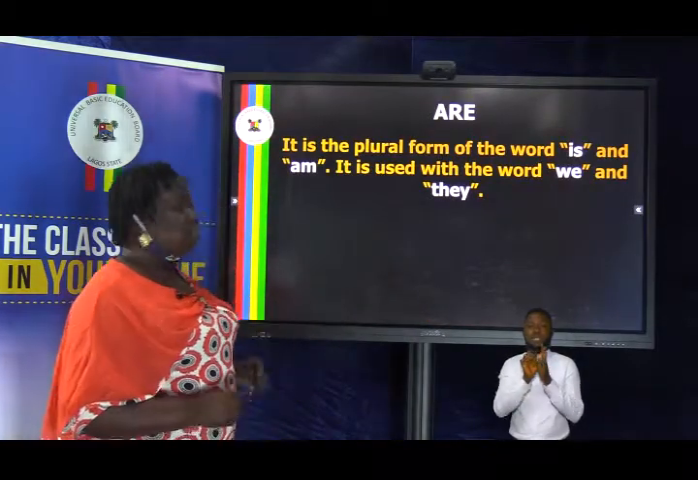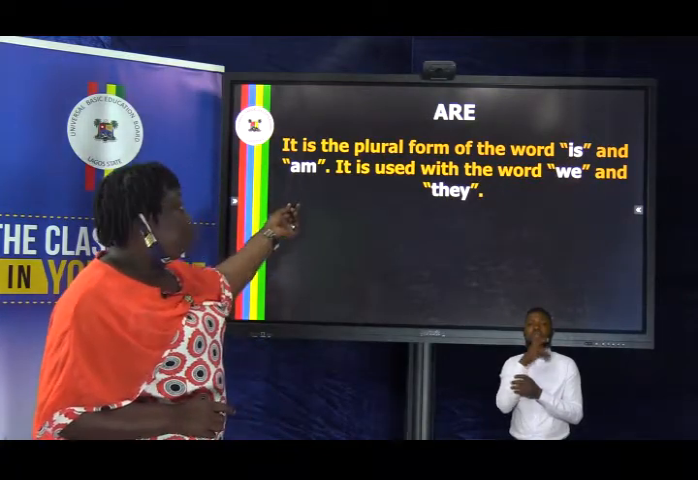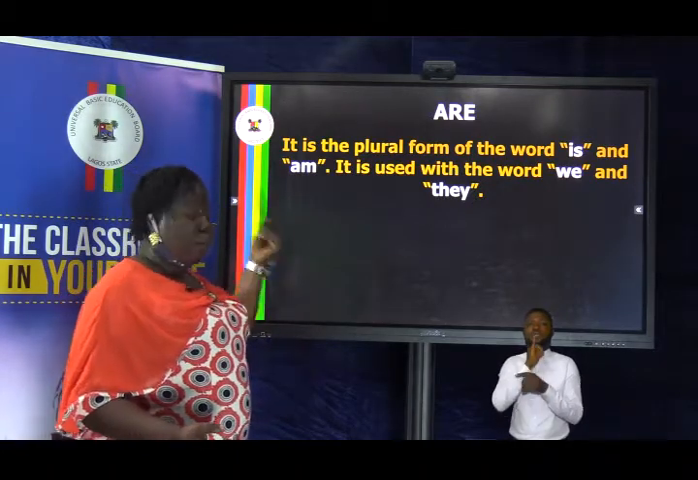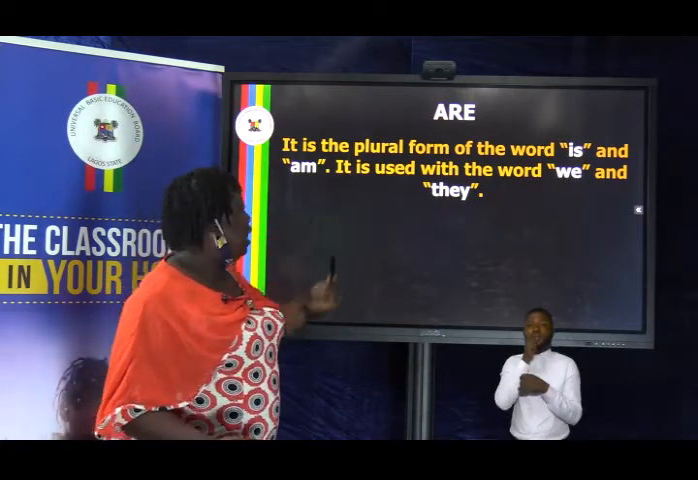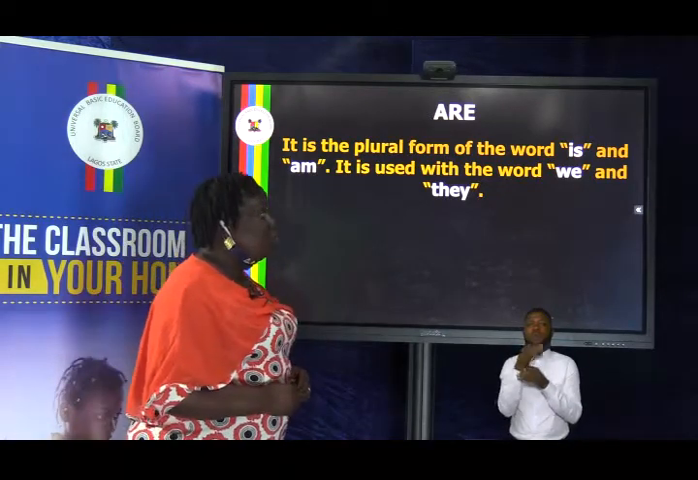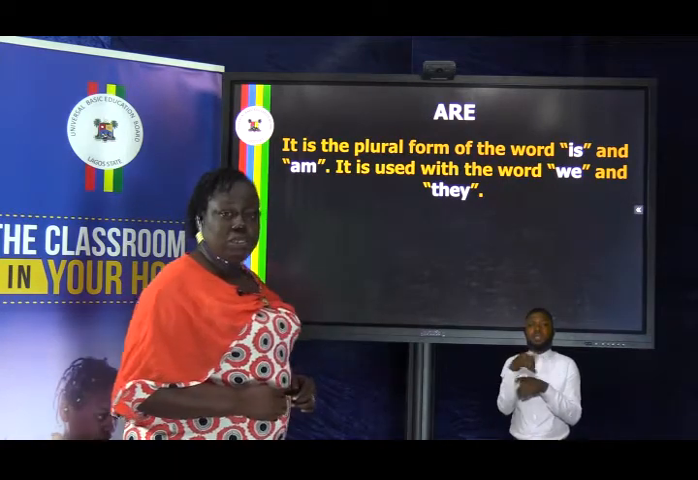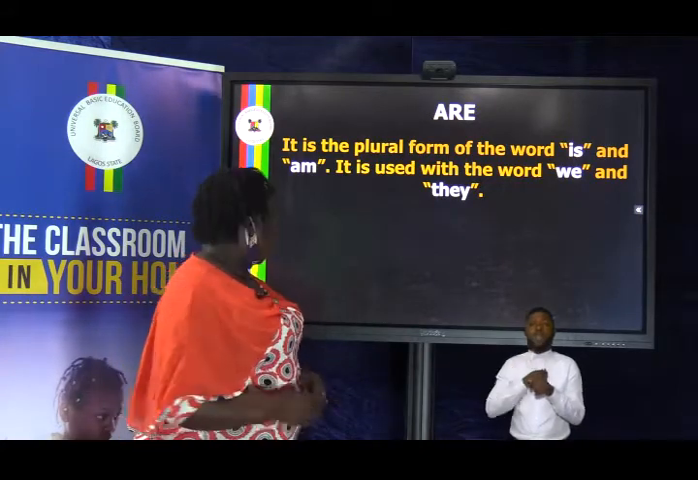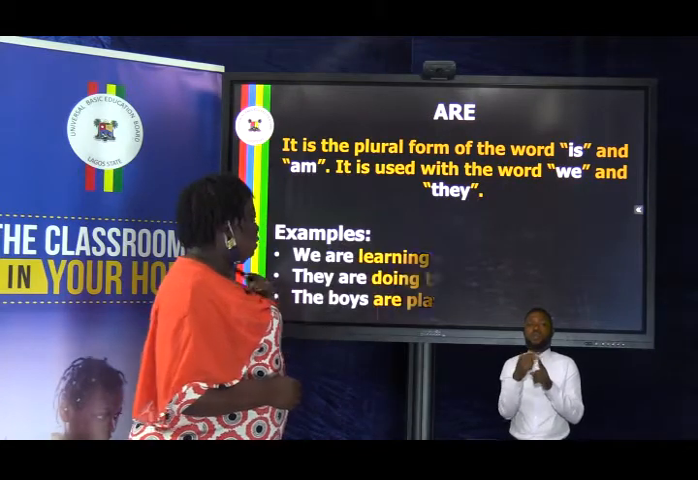Now, this is another example. Are, A-R-E. Are is the plural form of the word is and am. Don't forget we said was is the past form of is and am. But are is the plural form of the word is and am. It is used with the words we and they. You cannot say I are, but you can say we are, or they are, or you are.